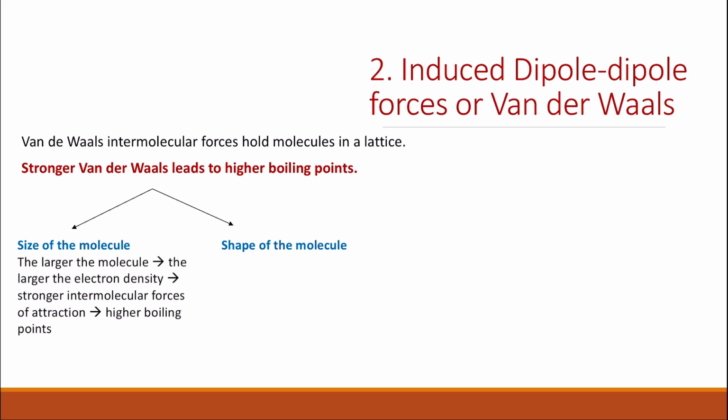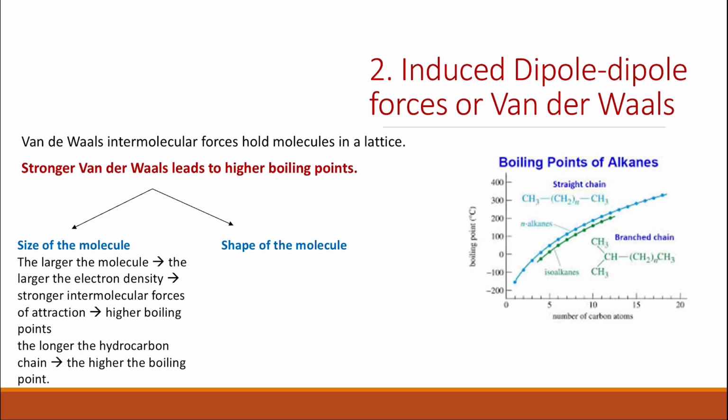In terms of the size of the molecule, the larger the molecule, the larger the electron density, which means there will be stronger intermolecular forces of attraction between the molecules. So there will be a higher boiling point. For example, the longer the hydrocarbon chain, as we have learned before about the hydrocarbons, the higher the boiling points, because the size will increase and the electron density will be higher for the whole molecule. So there will be stronger intermolecular forces of attraction.